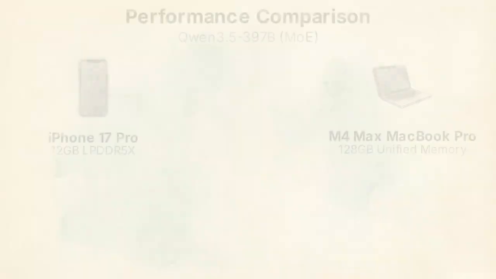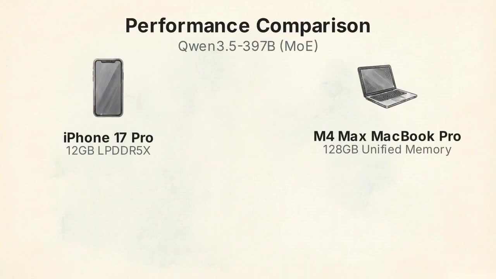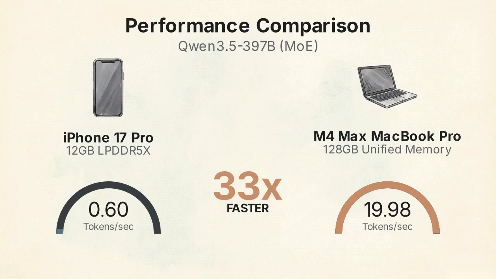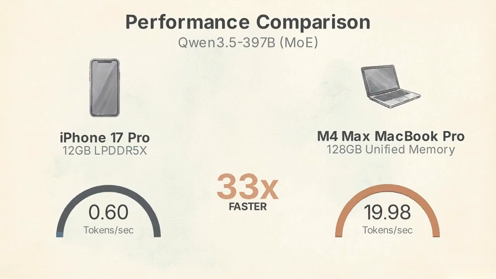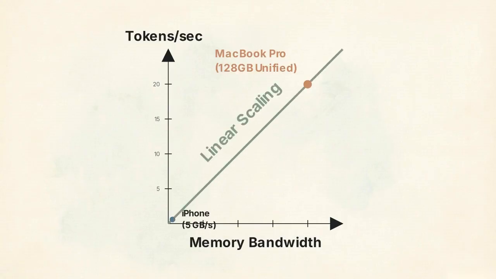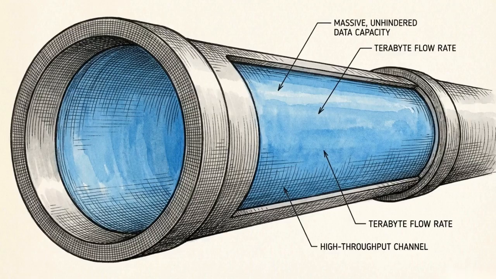This comparative dashboard shows the exact same 397 billion parameter model running on an M4 Max MacBook Pro, equipped with 128 GB of unified memory. On that machine, the inference speed spikes to 19.98 tokens per second. That 33x increase in speed demonstrates that the MoE streaming technique scales linearly. Give the architecture a wider memory bandwidth pipe, and the latency vanishes.